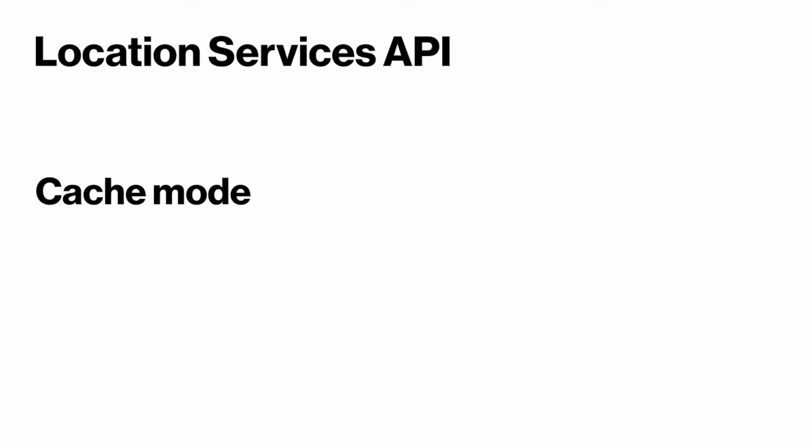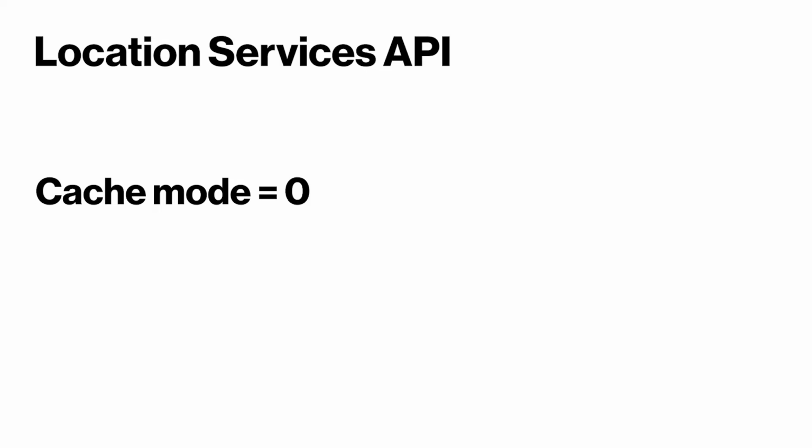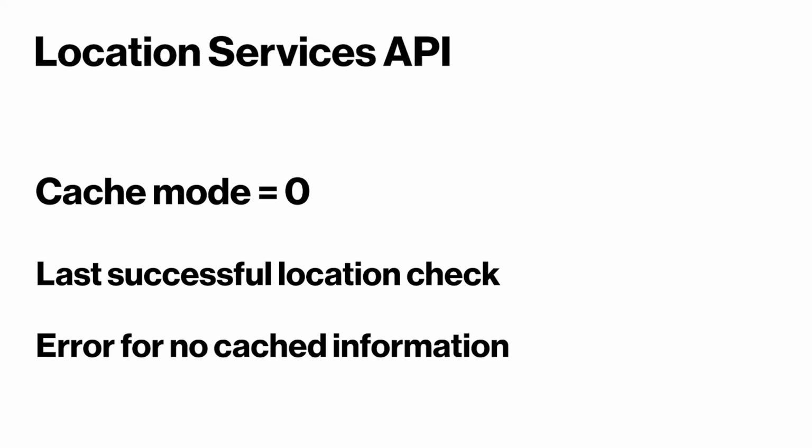Cache mode is also an integer indicating whether current or cached location information should be returned. 0 would mean cached mode, also set by default. Information from the last successful device location check is returned, or an error message is returned if there is no cached information for a device.